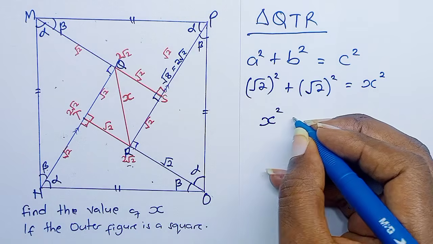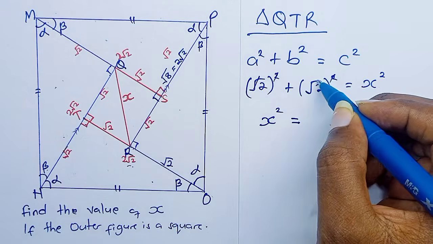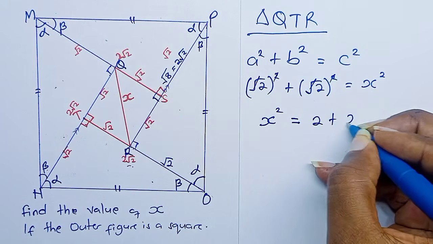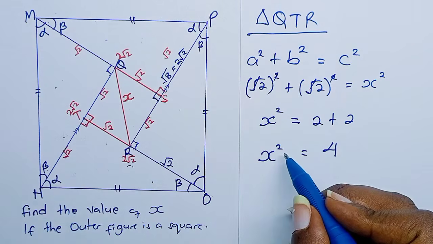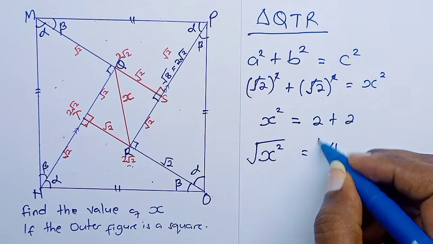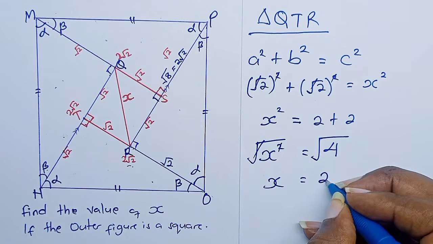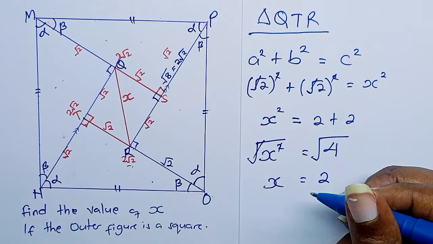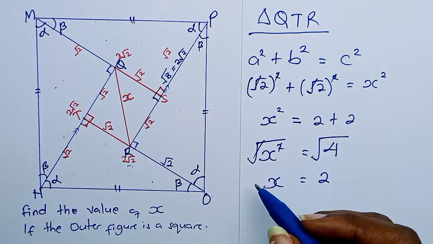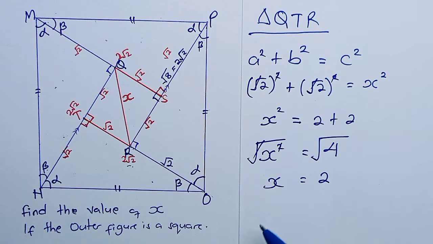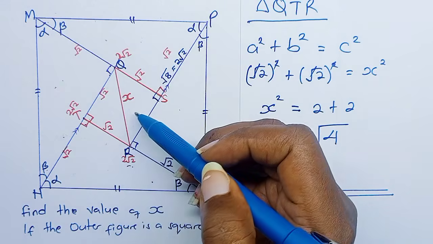Therefore, X squared will be equal to, this cancels with a square root, this also cancels with a square root, so we are left with 2 plus 2, and so X squared is equal to 4. To get rid of this square, we shall find the square root on both sides. So X is equal to 2. We take only the positive root since X represents length, so it can't be negative. Therefore, we have been able to find the value of X, and it's 2 units. Okay, so QR is 2 units.